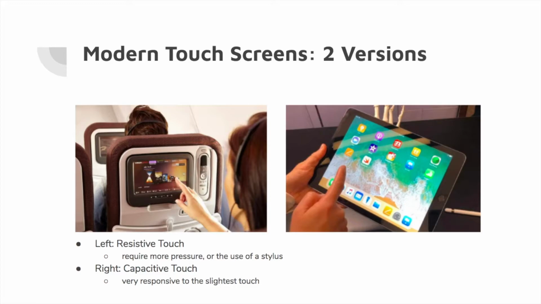The capacitive touch is more responsive and sensitive than the resistive touch. The resistive touch requires a little bit more pressure to actually sense a touch input, so sometimes you might use a stylus to press on the resistive touchscreen.